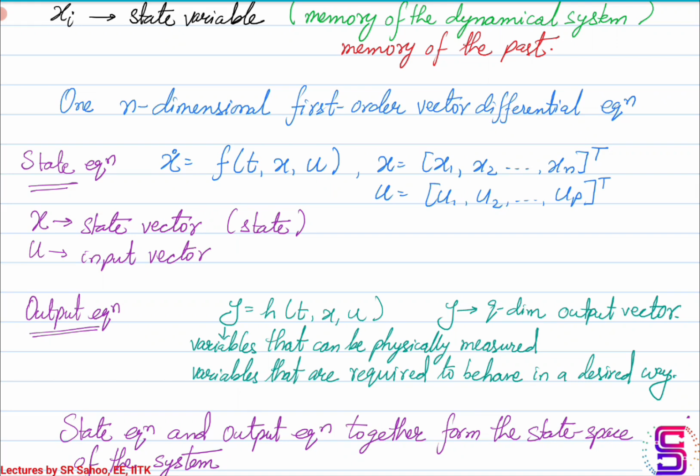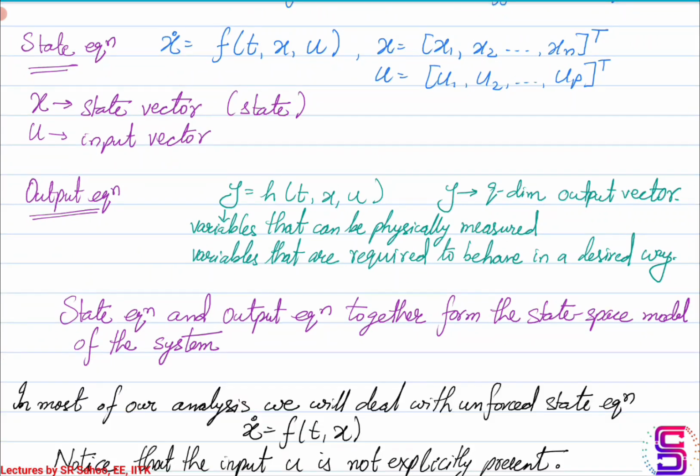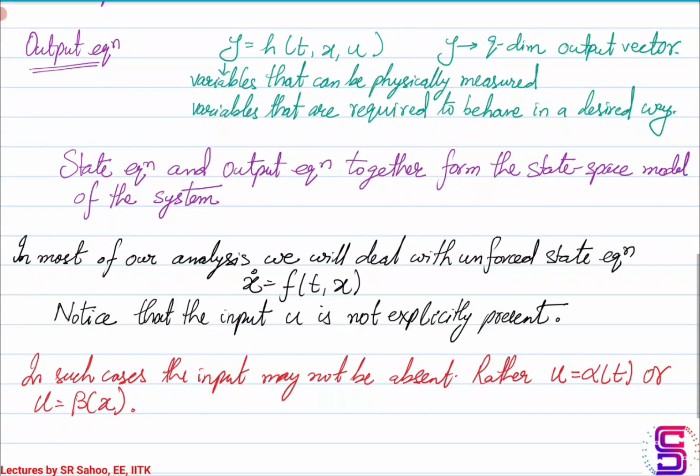Now the state equation together with the output equation is called the state space representation, or the state space model, of the system. Why? Because the relationship between the input and the output is being expressed through the use of these state variables. So x dot equal to f of t, x, u and y equal to h of t, x, u are essentially the state space model of the system. Now in most of the analysis that we'll see in this series of lectures, we'll be dealing with the unforced state equation, which is essentially of the form x dot equal to f of t, x, wherein there won't be any explicit dependence of the state equation on the input.